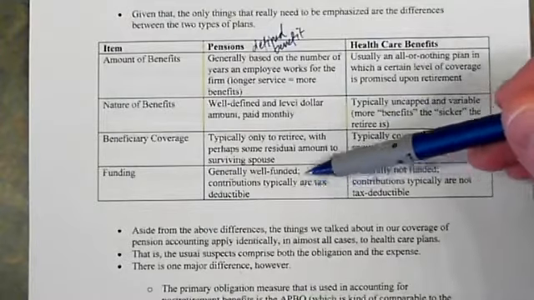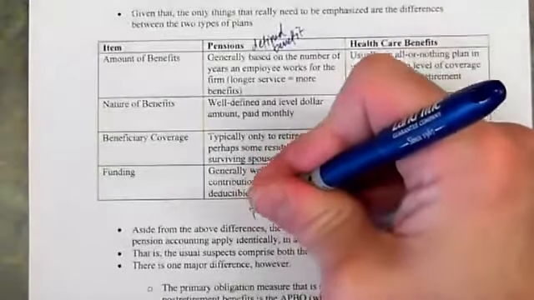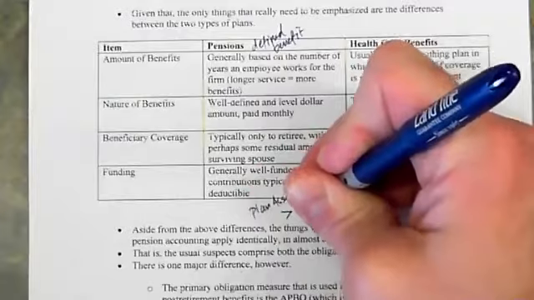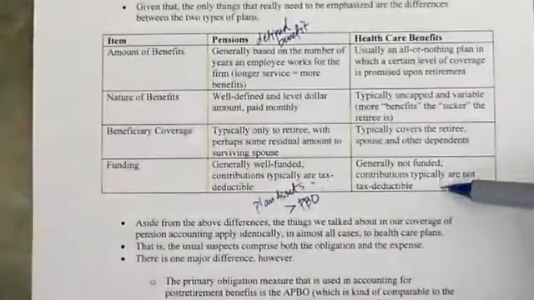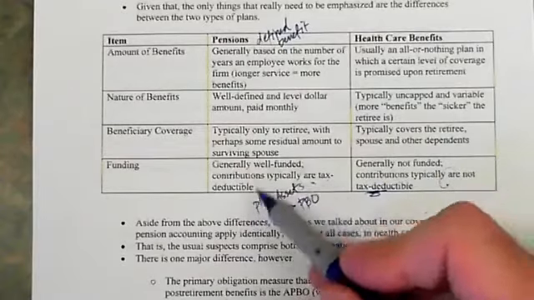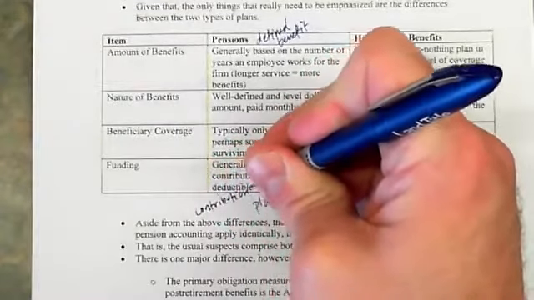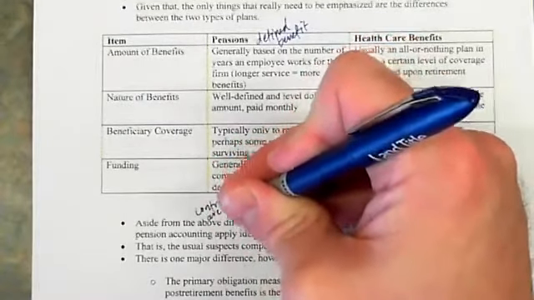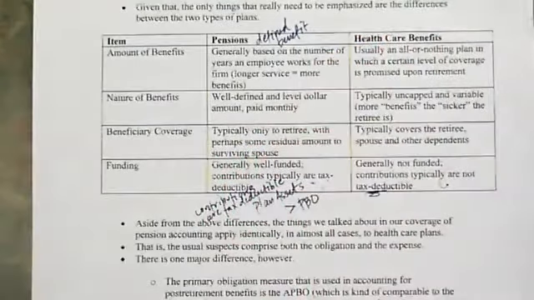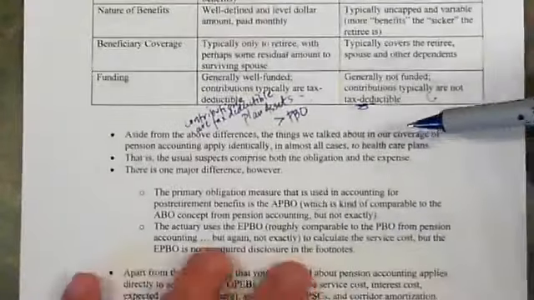Funding, like I said, pensions are generally well-funded, generally have a plan asset that is greater than their PBO. On the other hand, these are generally not well-funded because there are no tax-deductible contributions. Over here, contributions are tax-deductible, which makes a lot of difference. Also, it is generally harder to establish more ambiguous, more uncertain benefits than it is these defined benefits.